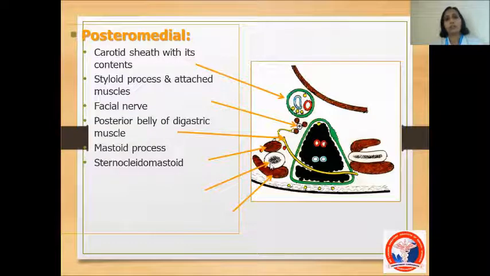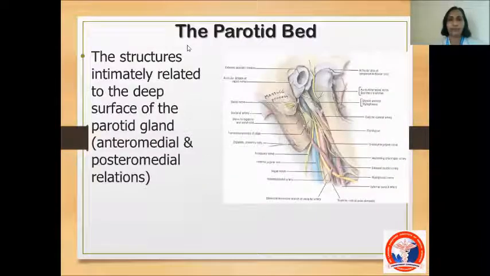Attached to the mastoid process, we see two muscles. On the deeper part is the posterior belly of digastric muscle, whereas superficially there is this muscle of the neck, sternocleidomastoid. So these structures together form the relation to the posteromedial surface of the gland.